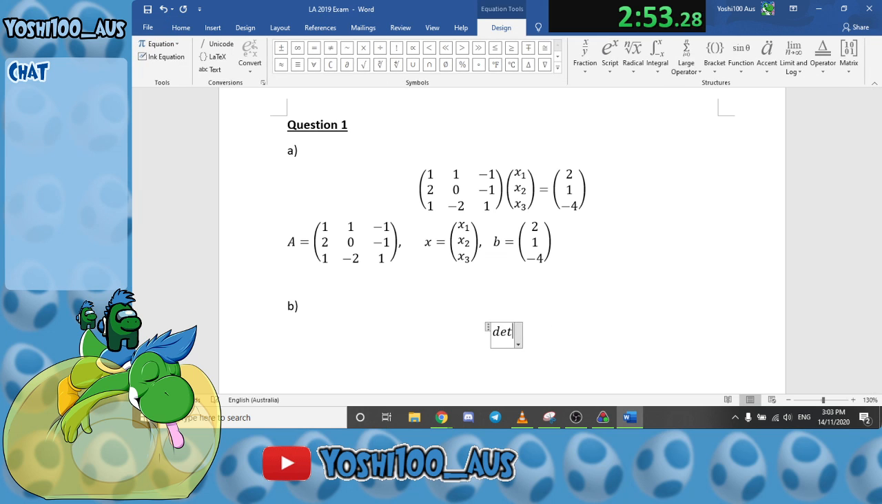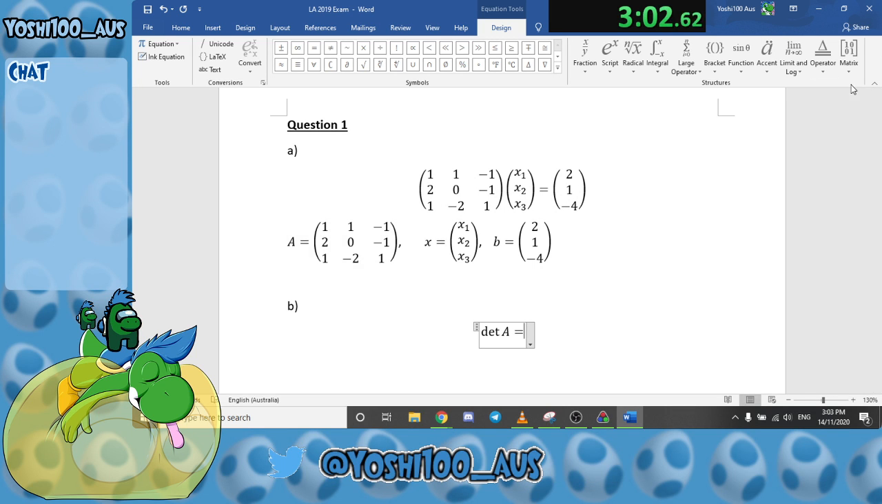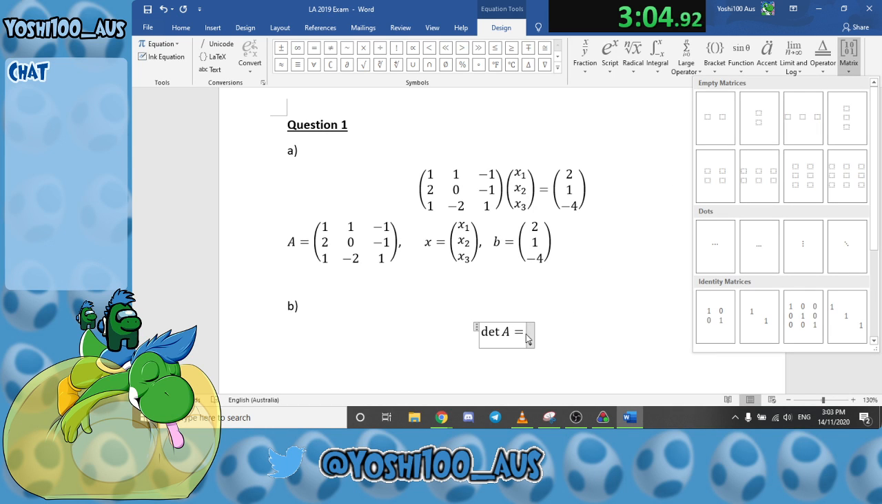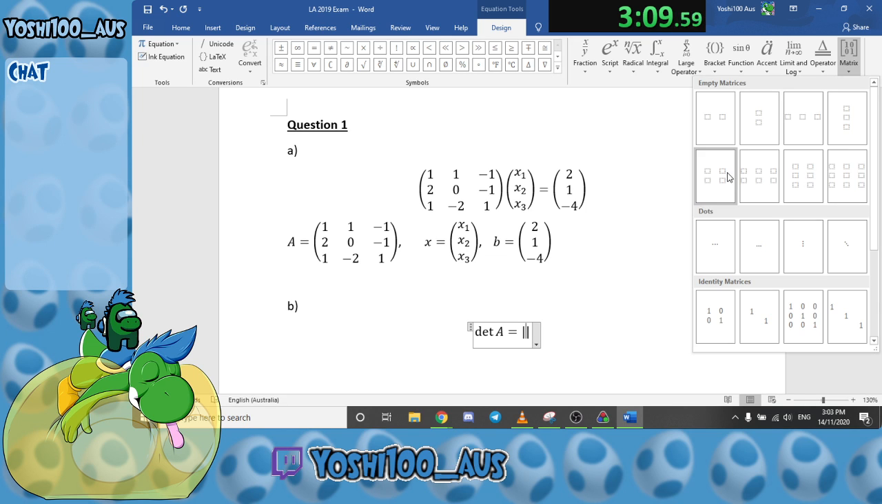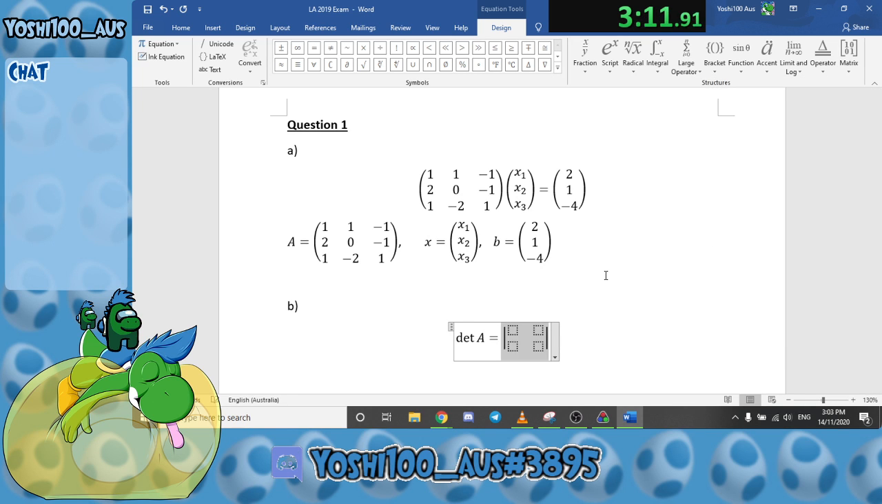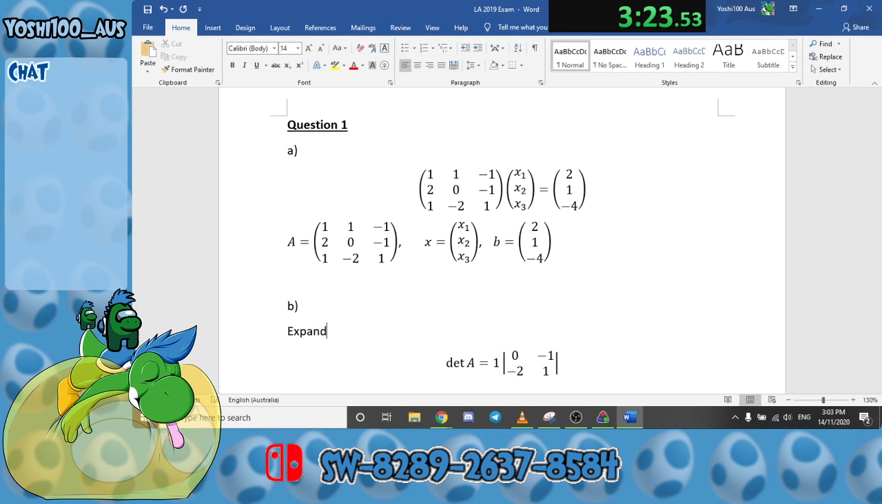Det A equals. How am I gonna do this? Dang, I'm gonna have to write 2x2s. Let me get 2x2s ready. Then you do this. Boom. Boom. Oh. Well, it's okay, I can paste stuff anyway. So this is what? 1, 0, minus 1, minus 2, 1. Expanding about the first row.